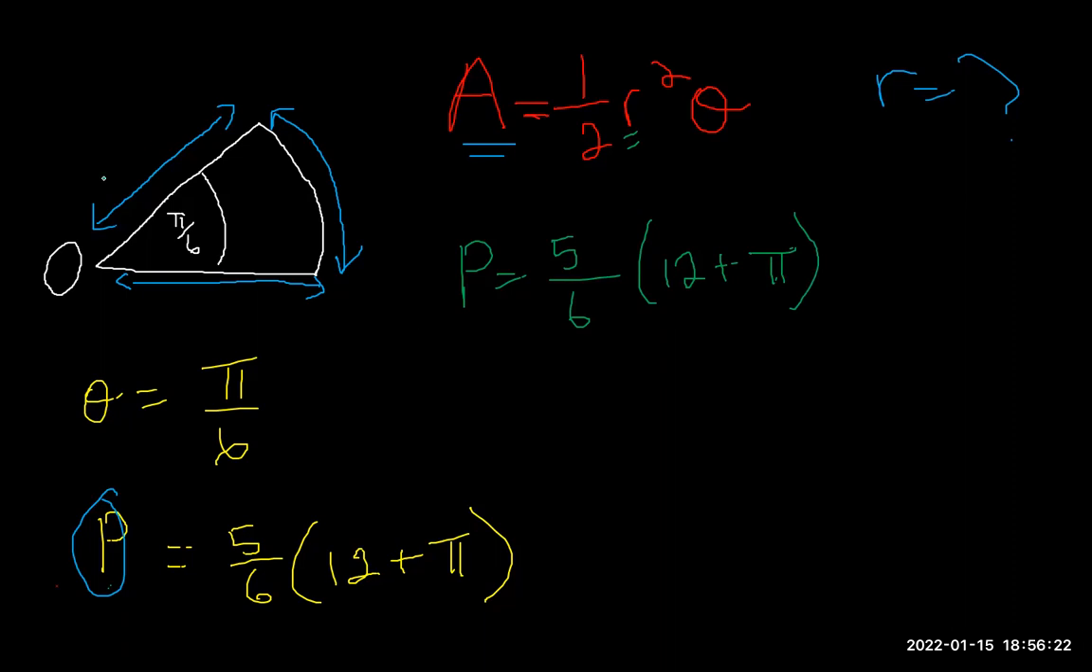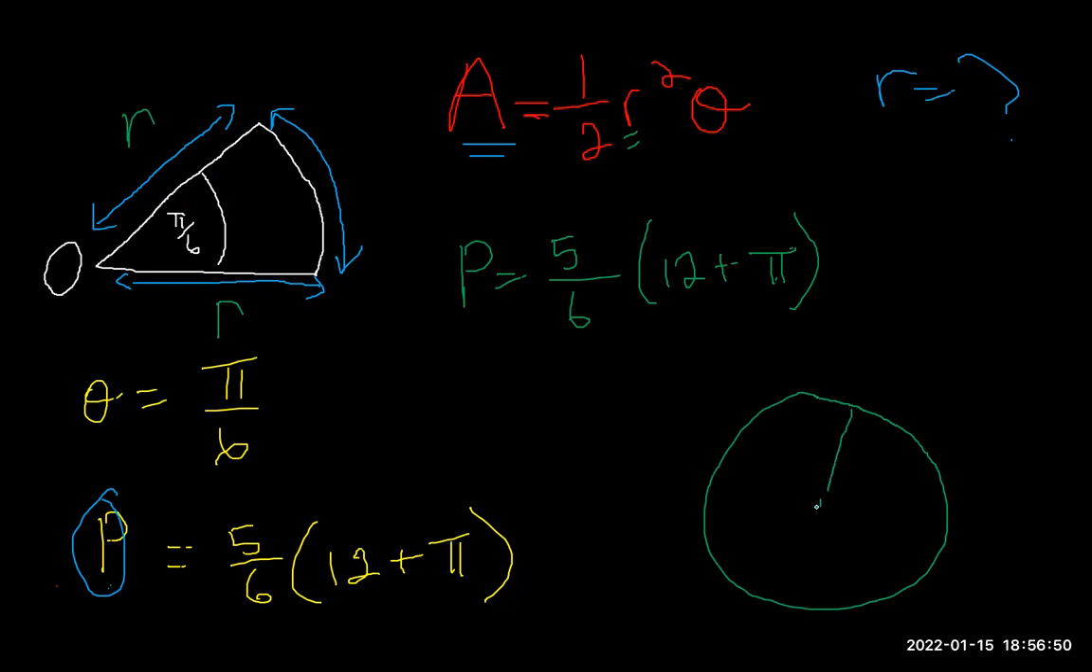I said that the perimeter is the sum of this side plus this arc length plus this other side. I know that these two are the radii. So this is the radius, this is also the radius. How do I know that? Because this is a sector. For sectors, these two lengths are always the radius, right? You might be wondering why that is. Let me just show you real quick.